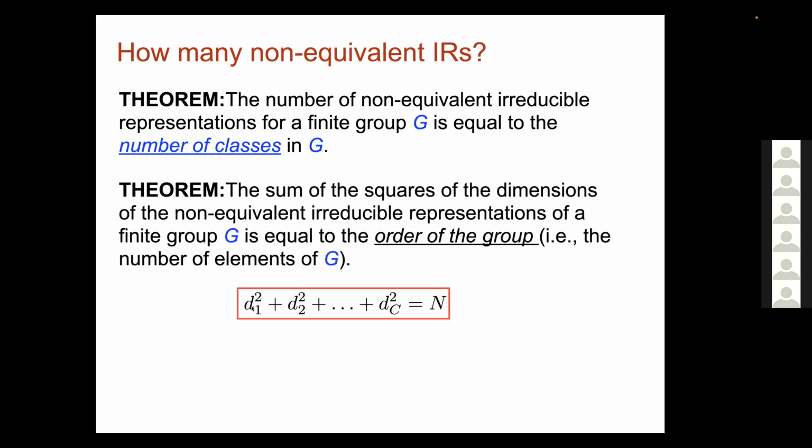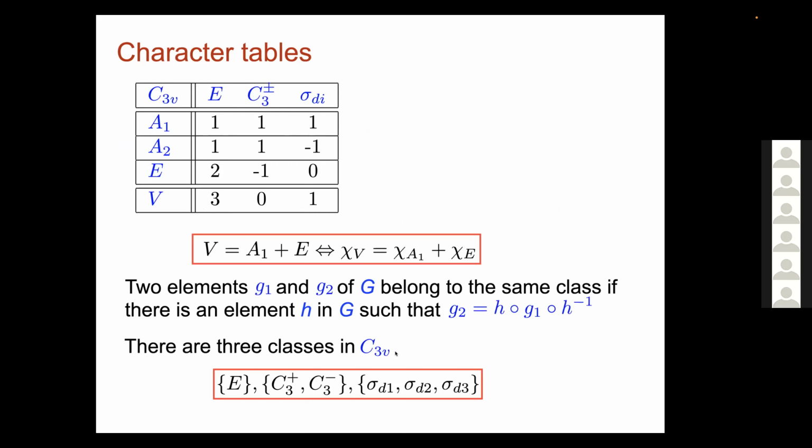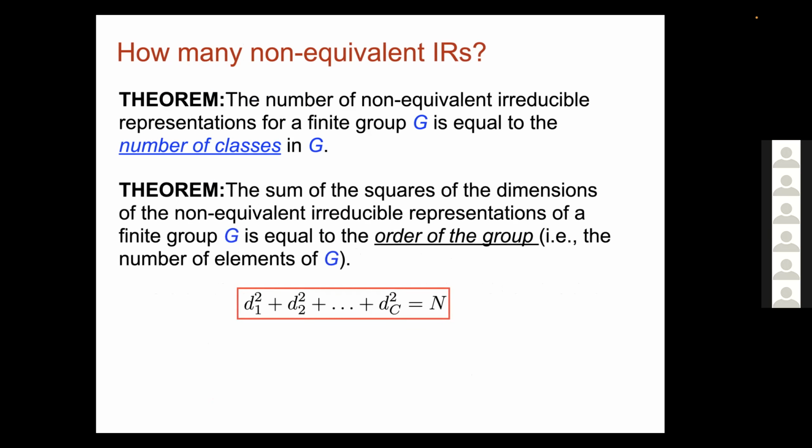So I have C irreducible. If C is the number of classes, I have 1, 2, up to C irreducible representations. The squares of the dimensions of the irreducible representations must add up to the number of elements in the group. In our case, the group is of order 6. I have 6 elements, but only 3 classes. So I have 3 irreducible representations, and the sum of the squared dimensions has to be equal to 6.